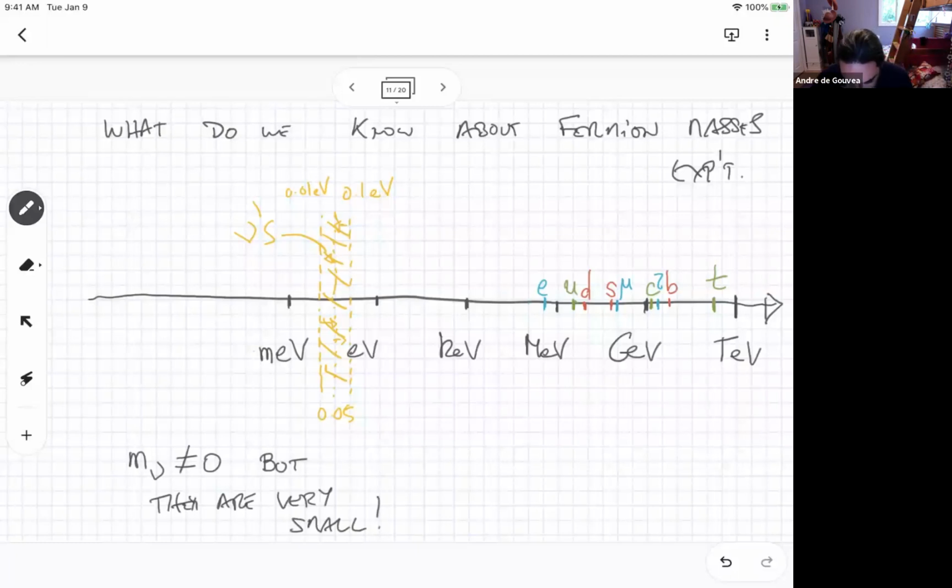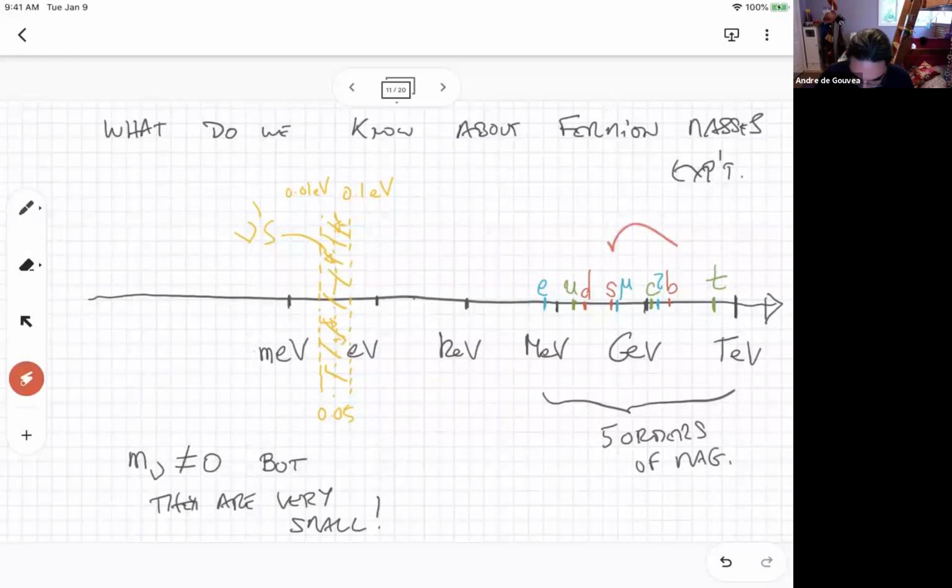And I always like to remind people that if you look here, this is 5 orders of magnitude. And for people who like flavor physics, we spent decades trying to figure out why there are 5 orders of magnitude amongst these different masses here. If you include the neutrinos in the story, this here is 6 orders of magnitude.